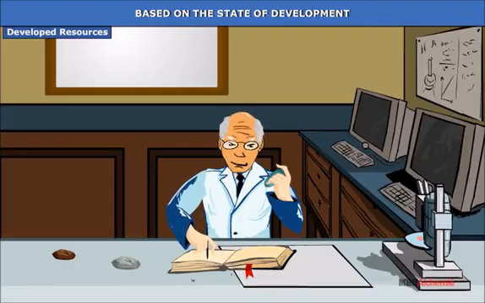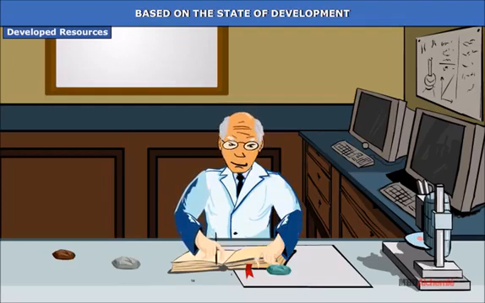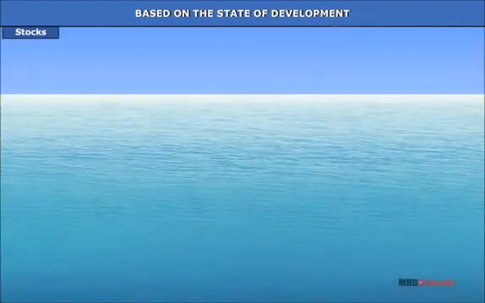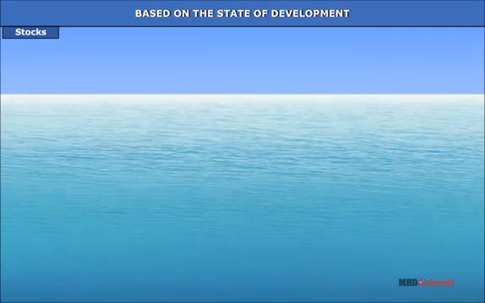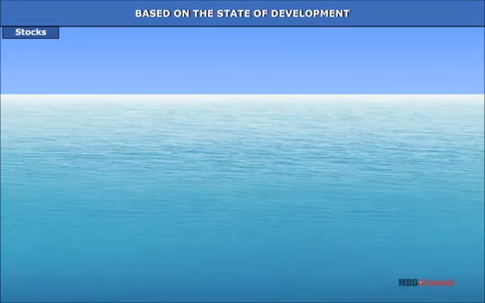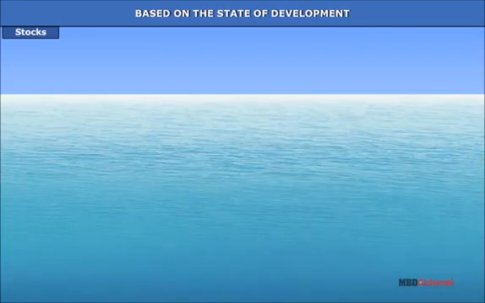Developed resources. These resources have been surveyed and their quality and quantity have been determined for utilization. It now depends on the available technology and its feasibility to utilize these resources. Stocks. The resources are obtained from our environment. They may have limited stocks available for use. It may also be possible that we may not have the appropriate technology to mine these resources. Therefore, these resources are included in the stock. For example, water is a rich resource of energy.